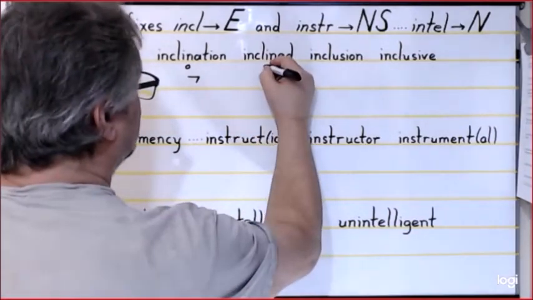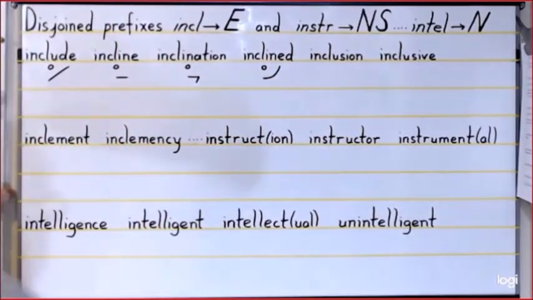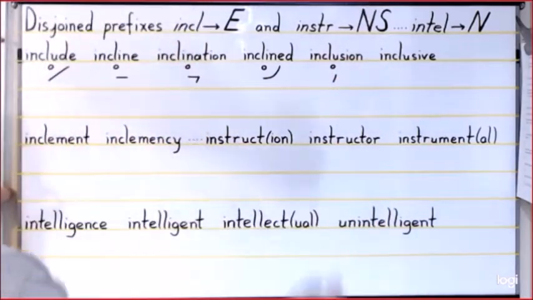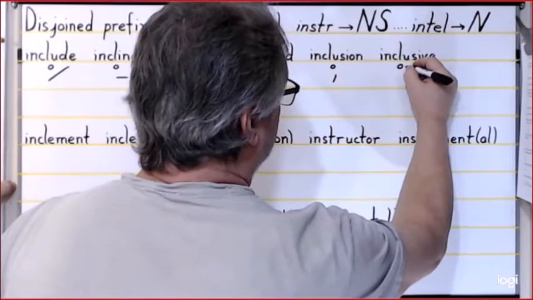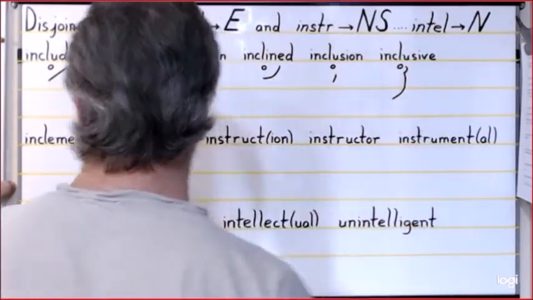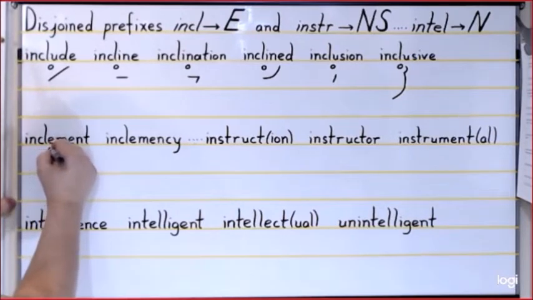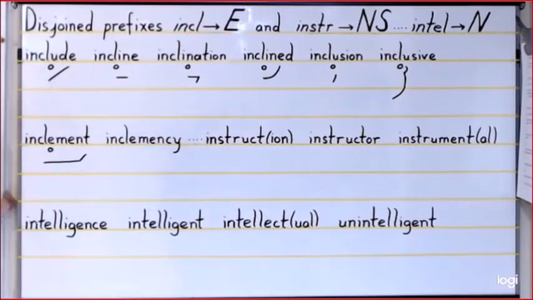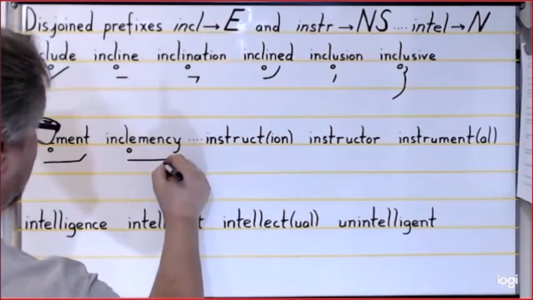Inclined is an E and then an ND stroke. Inclusion is the E and then an SH. And again, this U here is understood as the vowel. Inclusive is the E again, and then an S and a V. For inclement, it is the E, the M, the N stroke, and then a T. For inclemency, it is the E, and then the M, the N stroke, S, E.